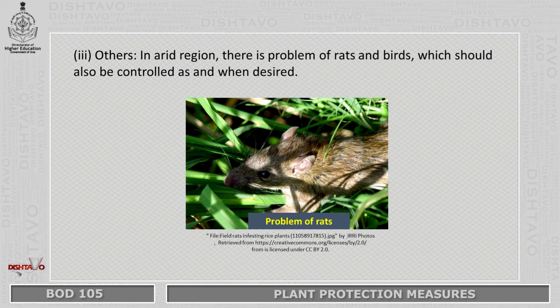Other problems: in arid regions, there is a problem of rats and birds, which should be controlled as and when required. In the picture, you can see the field rat is destroying the plants.